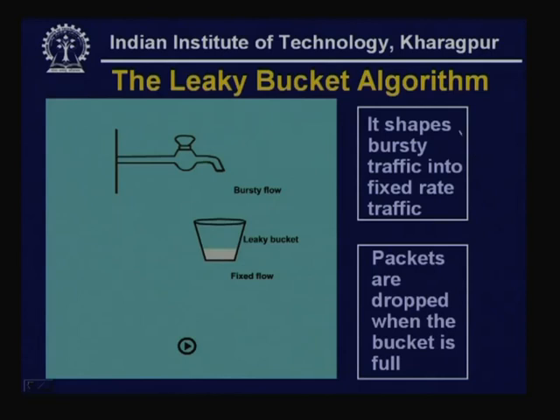So what it does, it shapes burst traffic into fixed rate traffic. However, it has the disadvantage that packets are dropped when the bucket is full. So when the bucket is full, the packets get dropped in this particular type of algorithm. And another important drawback of this technique is that whenever the network is not congested, there are few packets in the network, even under that situation, it reduces the traffic, rather controls the packets in the same manner.